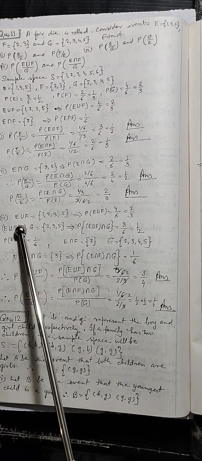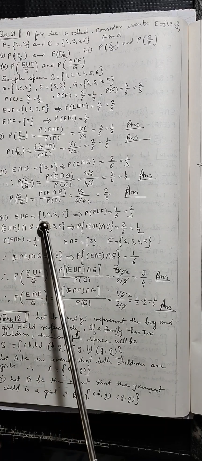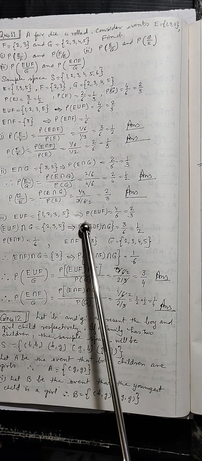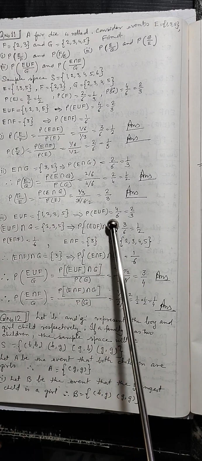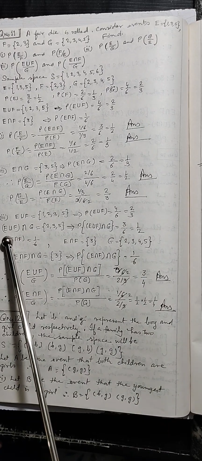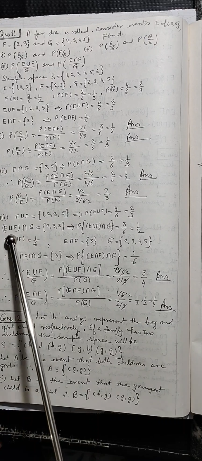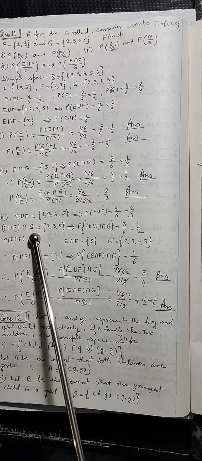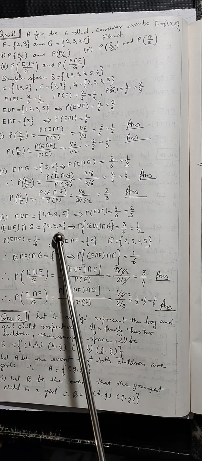Now the third part, that is E union F, and it will be equal to 1, 2, 3, 5. Means there are 4 elements, and the probability of E union F will be equal to 4 by 6, that will be equal to 2 by 3. Now the probability of E union F intersection G, meaning we have to take the intersection of this set and the G set, that will be equal to 2, 3, 5.